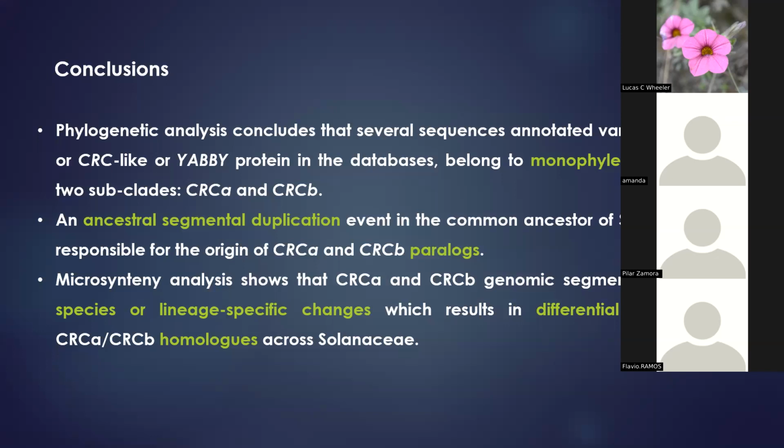So we concluded from the phylogenetic analysis that several sequences that were annotated as CRC or CRC-like or YABBY, because CRC is a part of the YABBY gene family, all belong to a monophyletic clade with 2 subclades, CRCa and CRCb. There has been an ancestral segmental duplication event in the common ancestor of Solanaceae, which is responsible for the origin of CRCab paralogs. And the microsynteny analysis shows that CRCa and b genomic segments underwent lineage-specific changes, which may result in differential retention of CRCab homologs across Solanaceae.